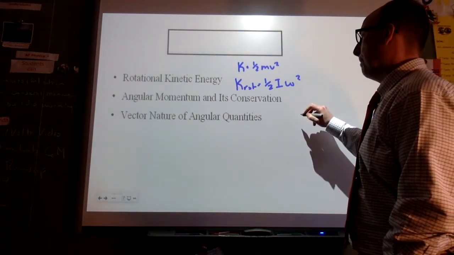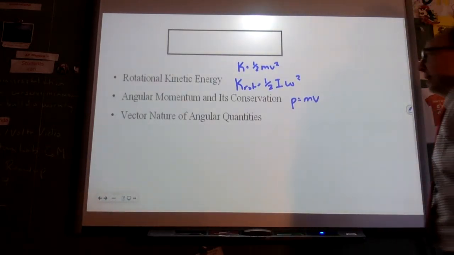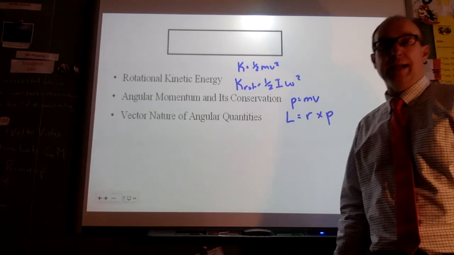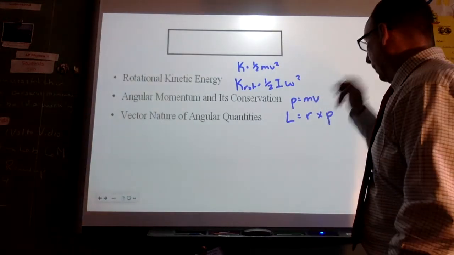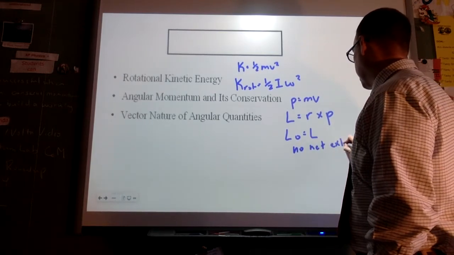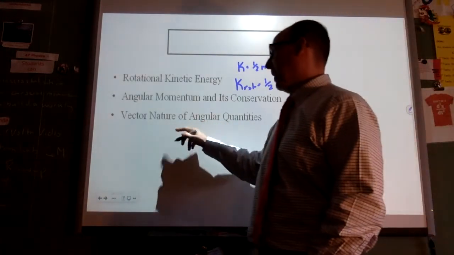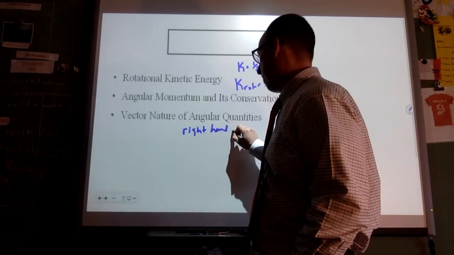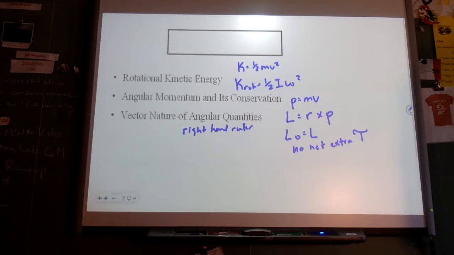Angular momentum: we have linear momentum equal to m times v. Angular momentum is going to be the vector cross product of r cross p. And again, the order of these matters. P cross r is not the same as r cross p. This is going to be conserved if there is no net external torque. And then we're going to get our vector direction by doing right-hand rules. So those are going to be perpendicular to the two vectors that we combine.